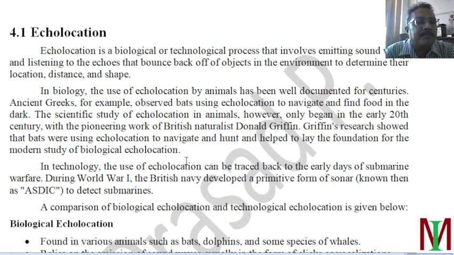In biology, the use of echolocation by animals has been well documented for centuries. The ancient Greeks observed bats using echolocation to navigate and find food in the dark. The scientific study of echolocation in animals, however, only began in the early 20th century by the British naturalist Donald Griffin. Griffin's research showed that bats use echolocation to navigate and even hunt, and it helped lay the foundation for the modern study of echolocation. In technology, echolocation was used mainly by submarines during warfare, mainly during World War One. The British Navy developed a primitive form of sonar which they called ASDIC to detect other submarines.